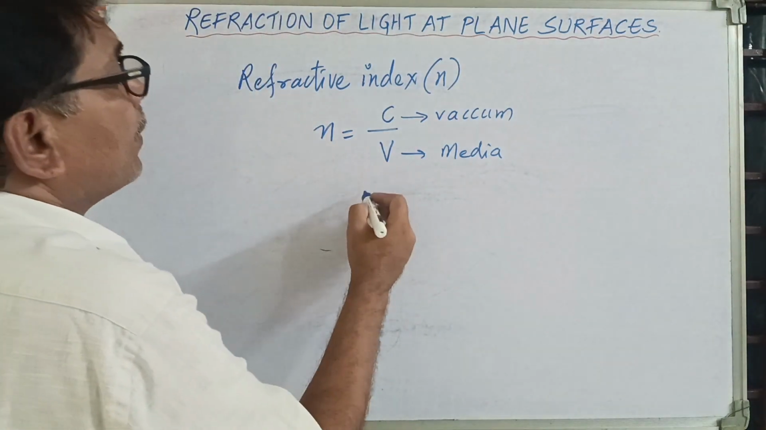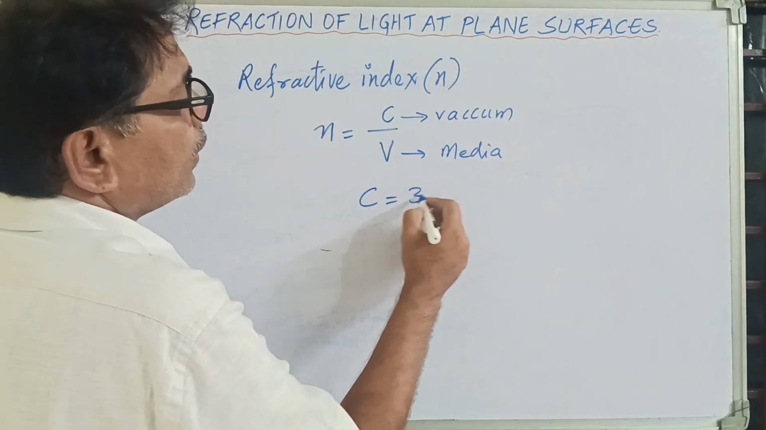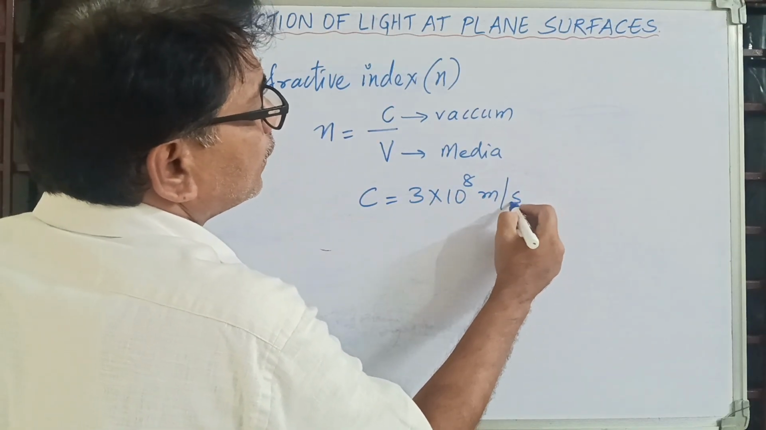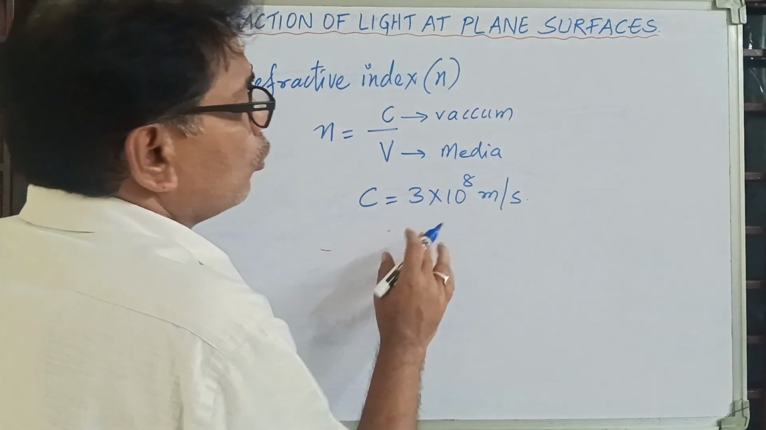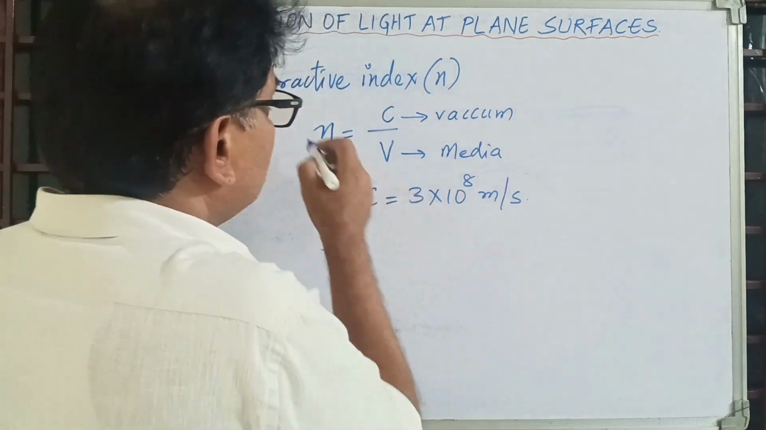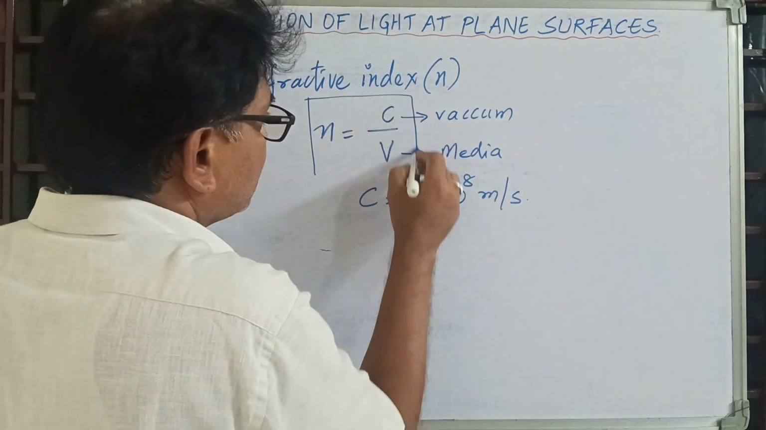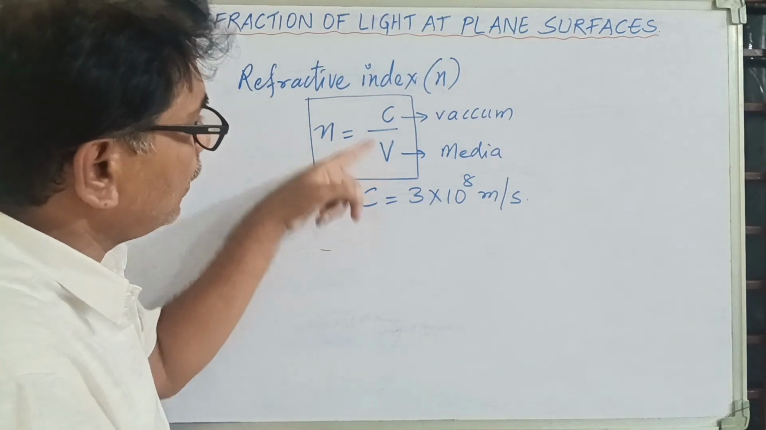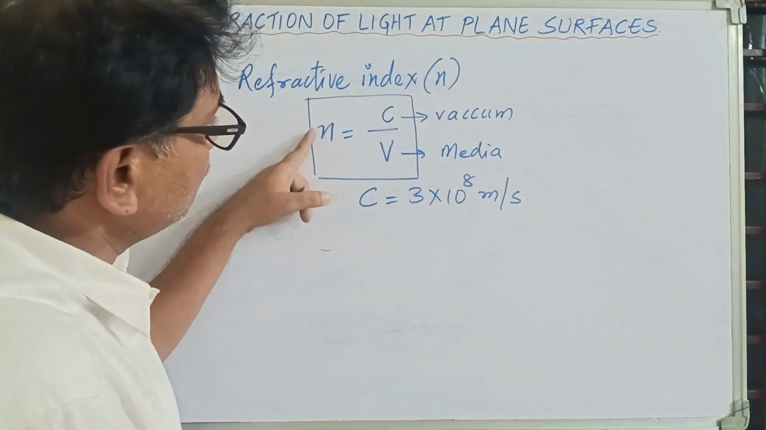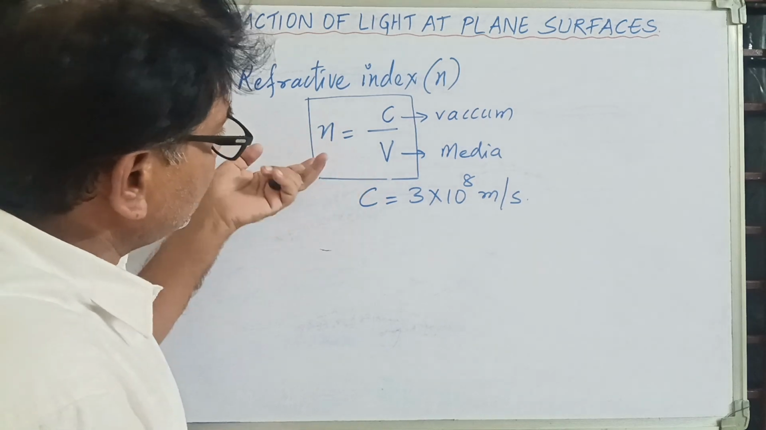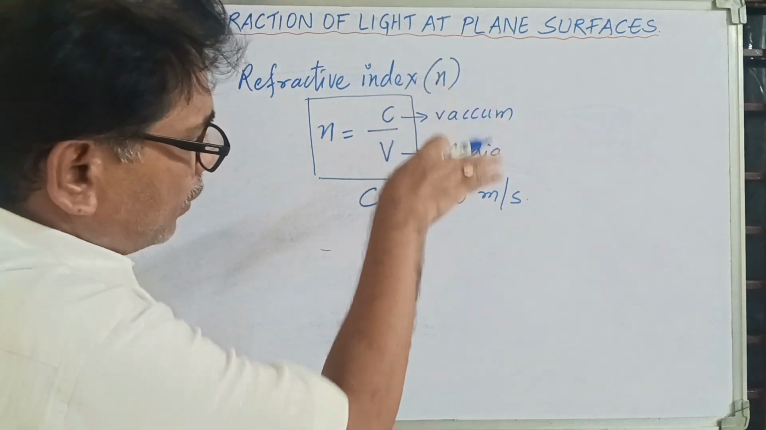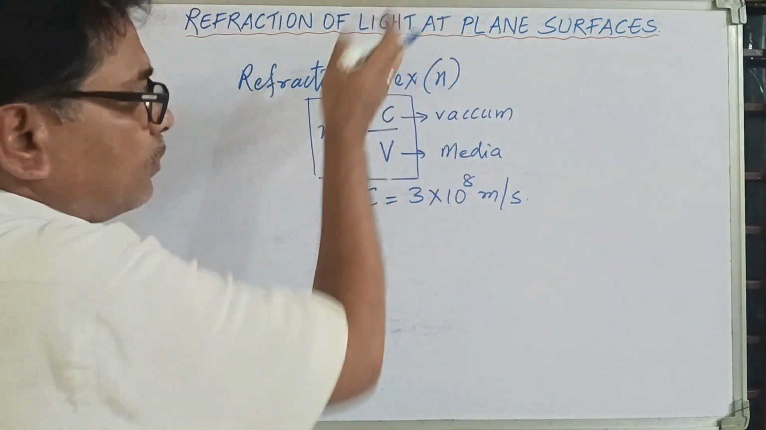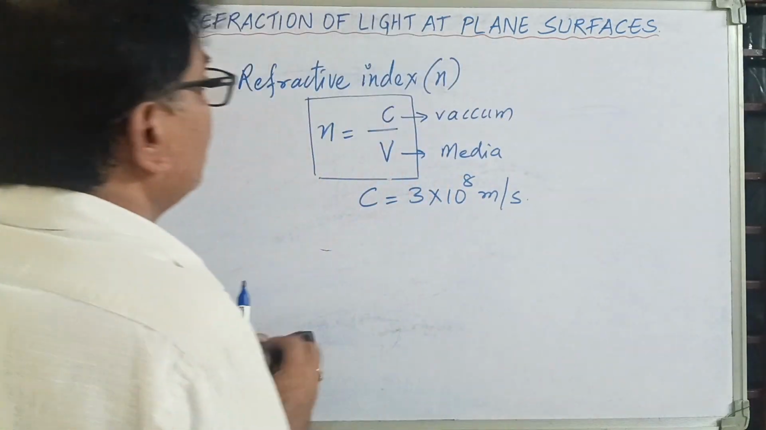Okay, and C stands for the velocity of light in vacuum, which is 3 into 10 to the power of 8 meters per second. That is nothing but 3 lakh kilometers per second. So this is what you mean by refractive index, a very important point. Now what is the relationship between N and V? N is refractive index. Inversely. That means if refractive index increases, automatically velocity will decrease. If refractive index decreases, automatically velocity will increase. Now we will see how it is.